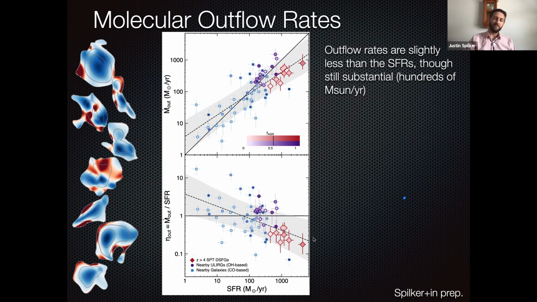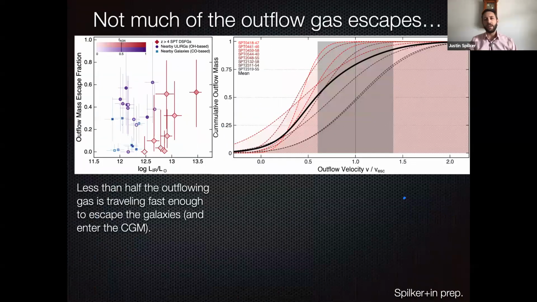And so one of the next greatest hits, you might ask what's actually going to happen to all of this outflowing gas. And the answer is that very little of it is actually going to escape the galaxies. Most of it is going to stay in the near, central 100 or 200 kiloparsecs before it eventually comes back down as a fountain.